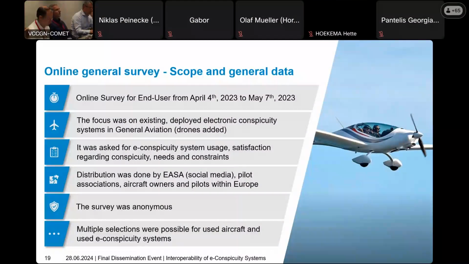So what did we do in the general survey? It was set up about 5 weeks between April and May of 23. And the focus was to find out what electronic conspicuity systems are used in the air and what the user experience is with those systems. The survey was anonymous and it was distributed widely at events and on social media. And even if we did ask there for individual systems, the project never evaluated individual systems, but rather the technologies and transmission paths that we evaluated there.